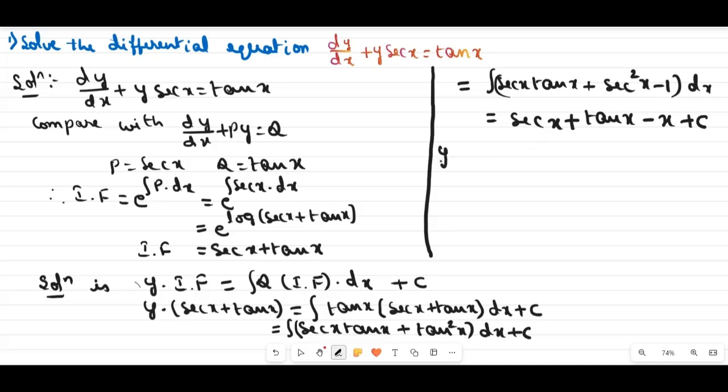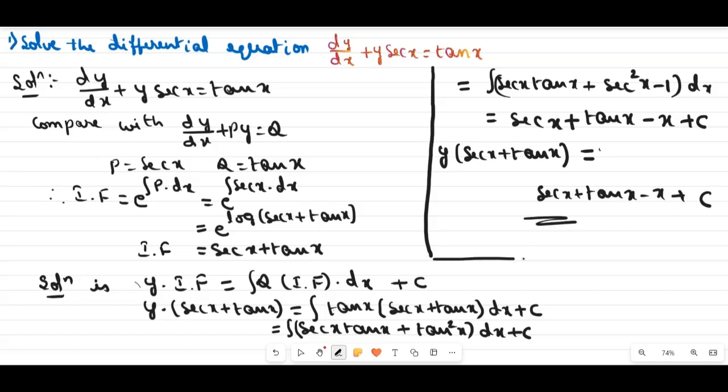So on the left hand side we have y into secant x plus tan x, which is equal to secant x plus tan x minus x plus c. That's all. This carries 5 marks. Comparison till here is 1 mark, finding the integrating factor 2 marks, writing the solution 3 marks, and integrating and writing the final answer 5 marks. This is a compulsory question for 5 marks. Easily you can score 5 marks.